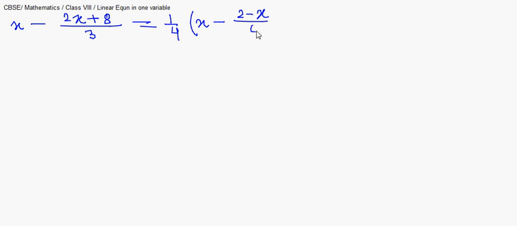It says x minus 2x plus 8 by 3 is equal to 1 by 4 x minus 2 minus x by 6 minus 3.